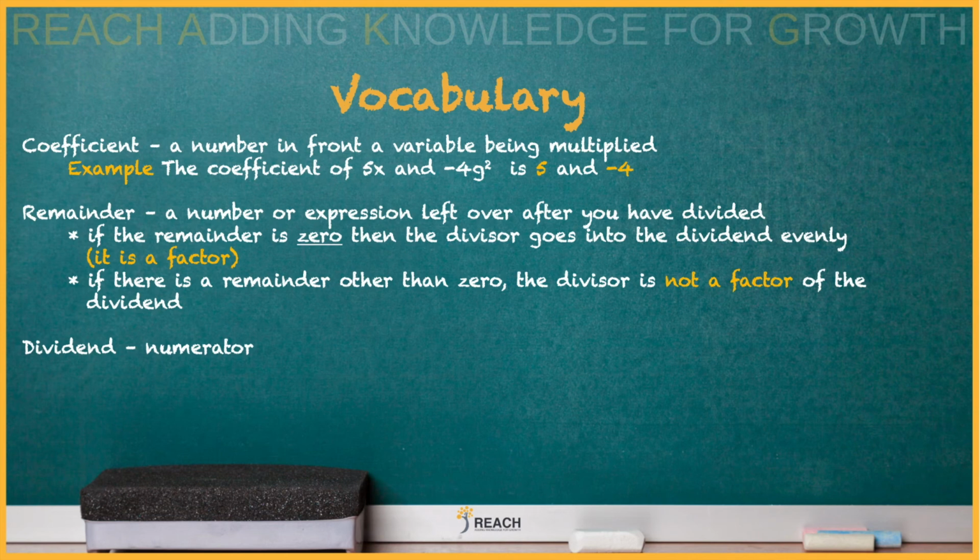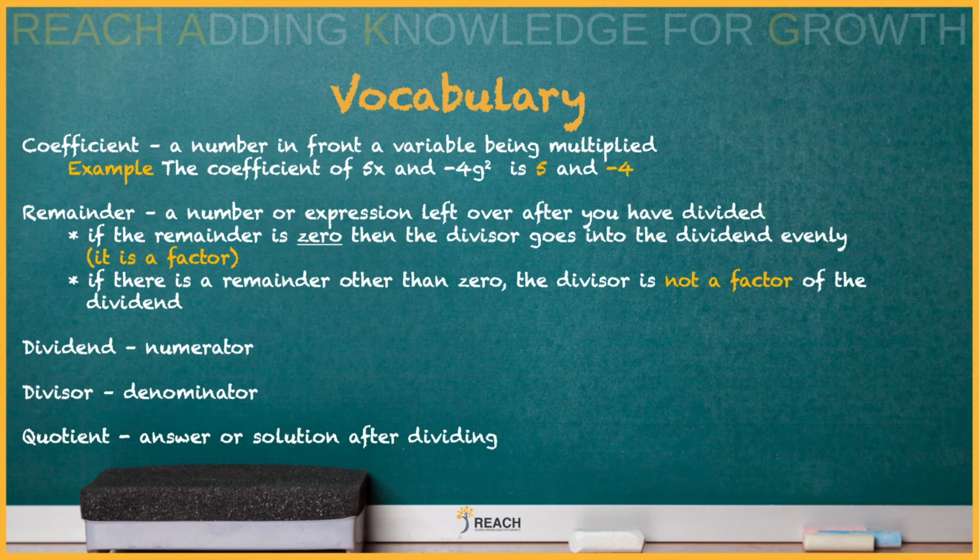So the dividend is just the numerator. The divisor is just the denominator. And the quotient is the answer or the solution to the division problem.